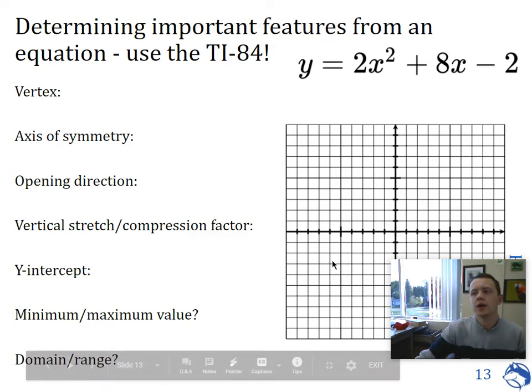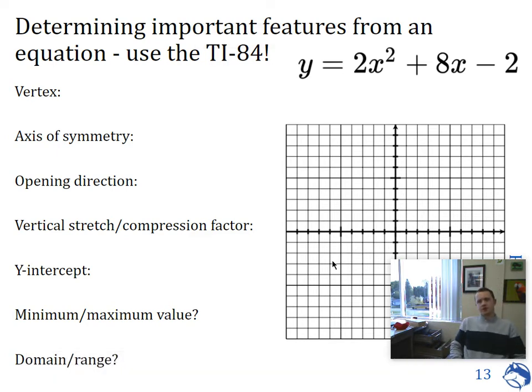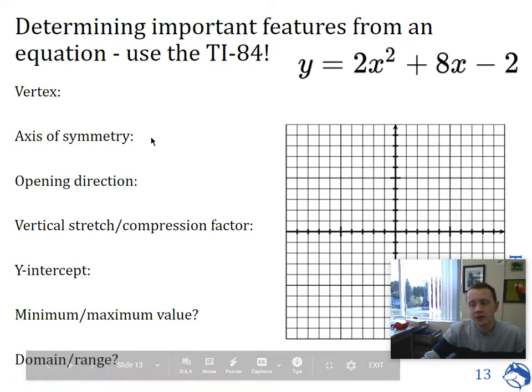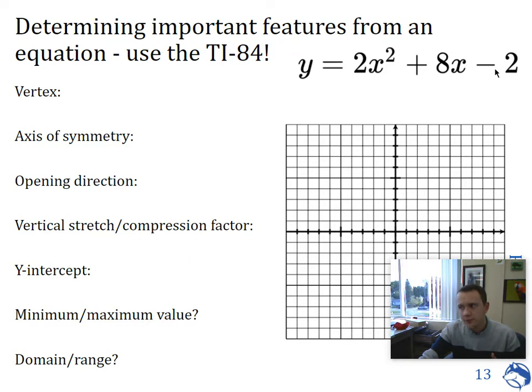Okay. Hi. So let's jump into doing some of this with our calculator, because it's important that you have that skill too. So we're going to use the TI-84 today. We're going to try to find the vertex, the axis of symmetry, the opening direction, the vertical stretch and compression factor, the y-intercept, minimum or maximum value, and then the domain and range of this function right here. And so I'm going to go over to my TI-84 and show you how I'm going to do this.